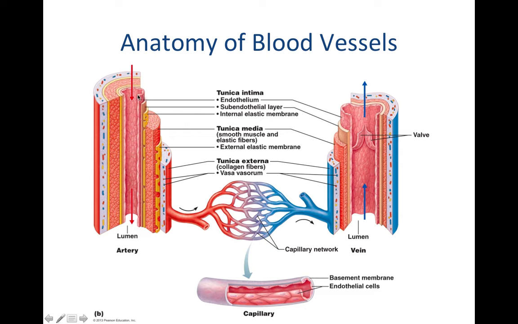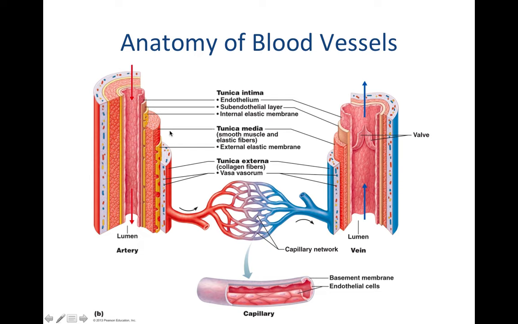So the arteries' tunica intima will be very similar to the veins' tunica intima. They both have an endothelial inside layer made of simple squamous epithelium. You see the subendothelial layer in both, although in arteries you have an internal elastic membrane. Because arteries have the force of that left ventricle pushing blood through them, they need to have a little bit of stretch. So arteries will have an internal elastic membrane, and that will be lacking in a vein.